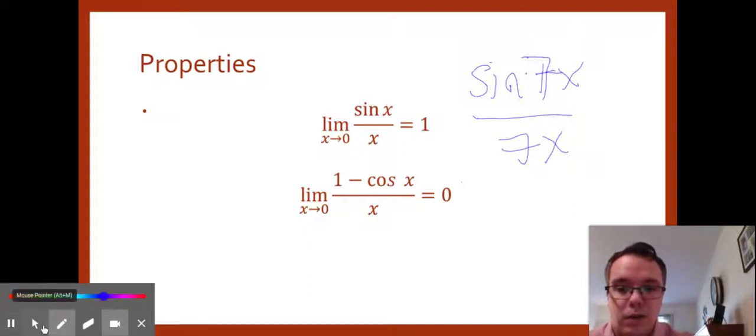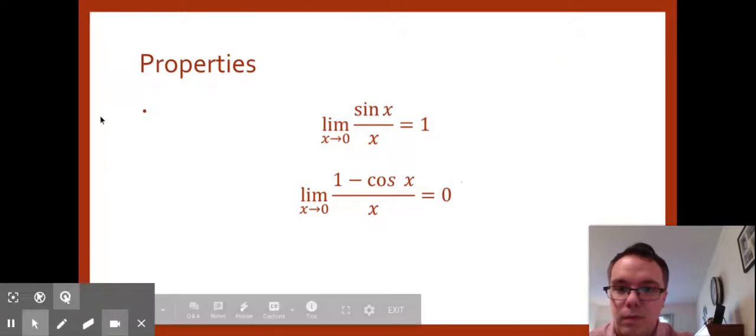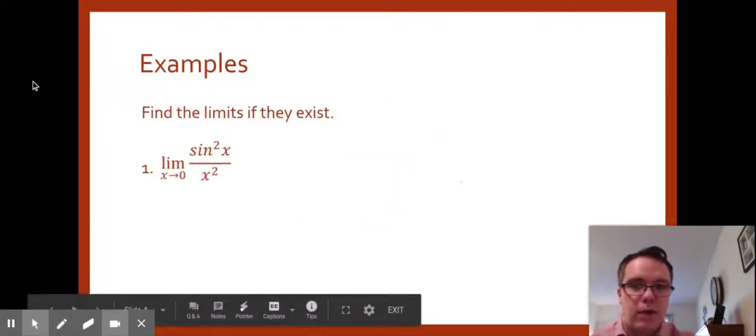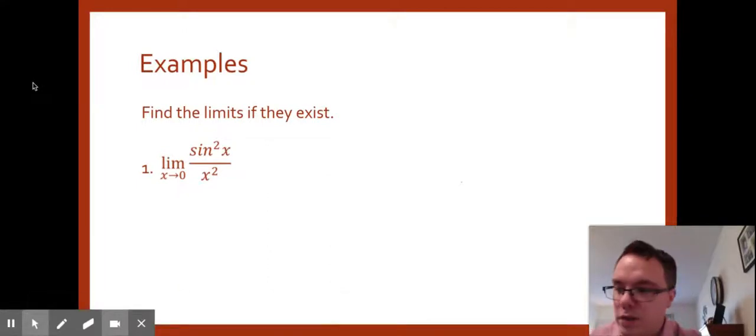So we're just going to go through a couple examples. And so here's our first example. We're going to go through several examples, and then we will be done for the day. So our first example is the limit as x goes to 0 of sine squared x over x squared.